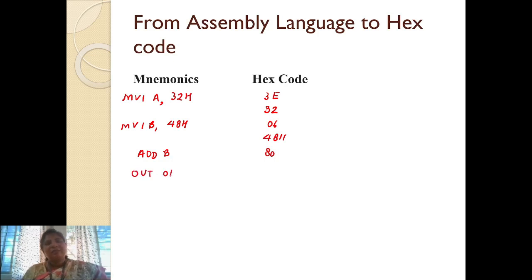Next instruction was OUT 01H. The corresponding mnemonic is OUT, the hex code is D3, and the port address is 01. So again we need two hex codes: one for the opcode OUT, which is D3, and 01 is the port address. Next is halt. The halt mnemonic is HLT and the hex code is 76. So here we converted the assembly language to hex code.